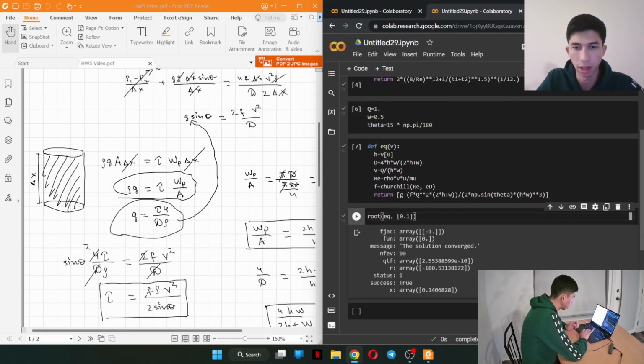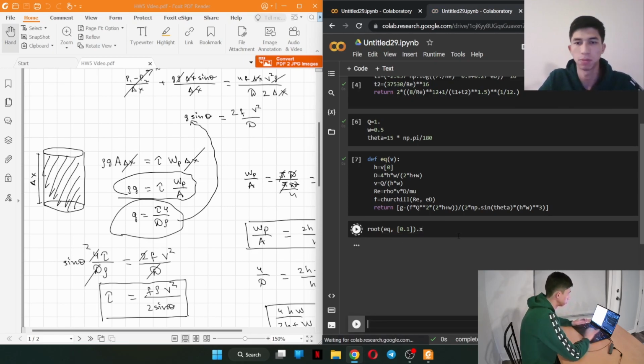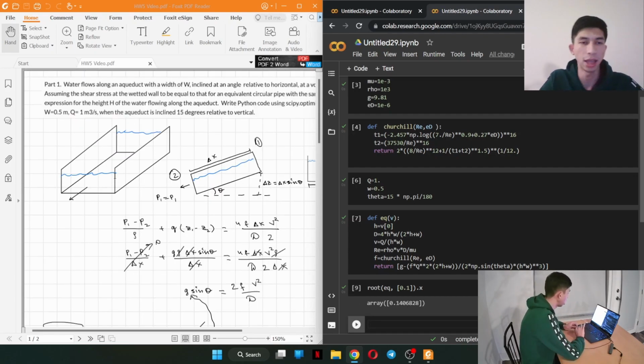Okay, let's try to get the solution. What's happening here? The solution converged. So we need to get the x, which is going to be equal to 0.14 meters.